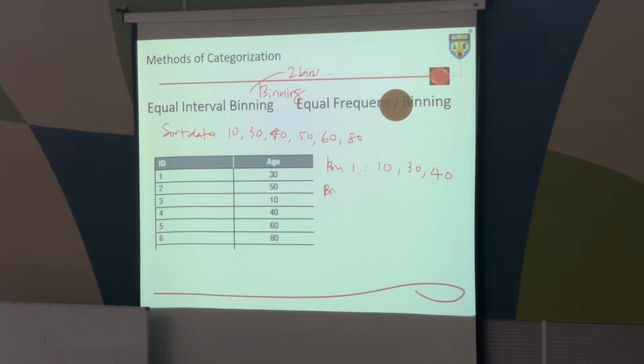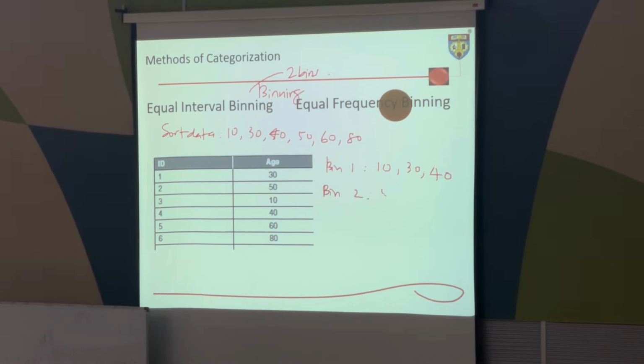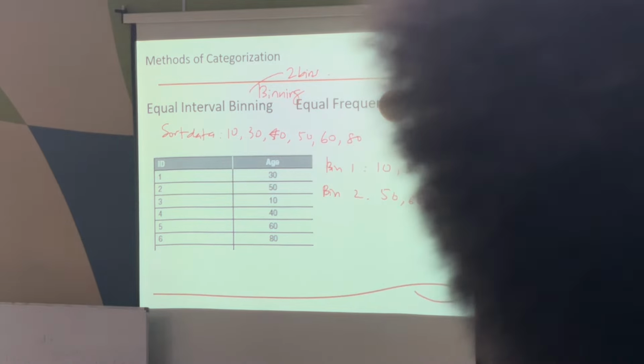So bin 2: 50, 60, and 80. So this one is equal frequency.